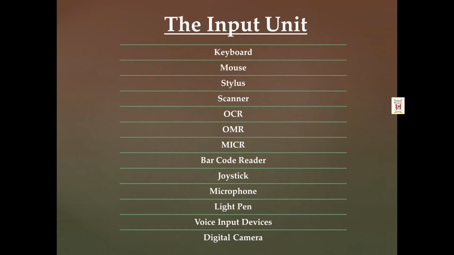The third one is stylus. Stylus is a small instrument shaped like a pen that is used to provide input to mobile devices. Usually this is used with touch screens. We can use stylus for selections or to draw something, or we can use it for games.